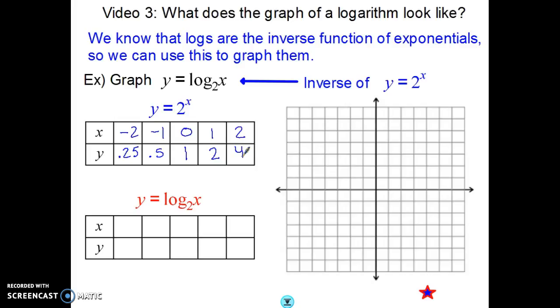So we can go ahead and graph that really quickly. -2, 0.25, -1, 0.5, 0, 1, 1, 2, and 2, 4. And we can then use that to fill in. We know that these end up having to be these nice smooth swoops. Remember that they approach the x-axis but never touch it.